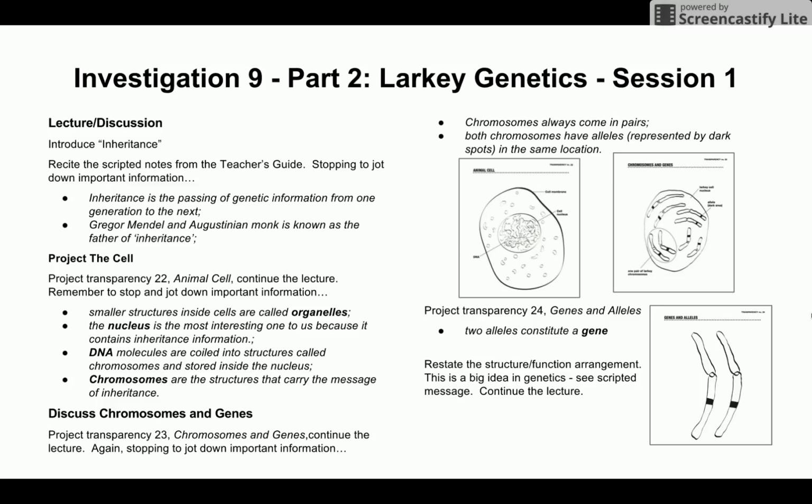Part 2 of Investigation 9 is primarily lecture discussion. I recommend that you take the time out and jot down some notes about this discussion prior to beginning this investigation. You might even want to print up your notes so that you can distribute them to students to follow along as you go, as well as the transparencies that you will be projecting. Make sure that students have copies of them so they can make connections and distinctions as you go along.